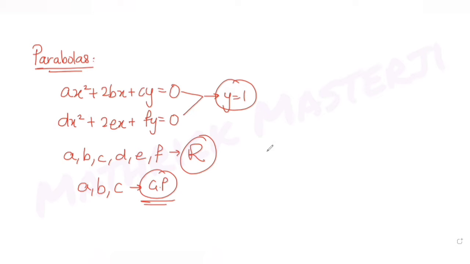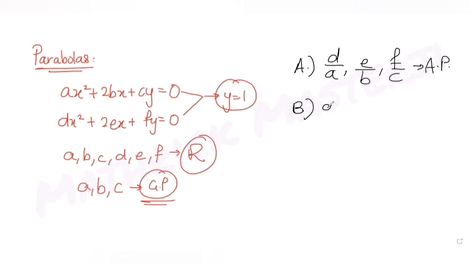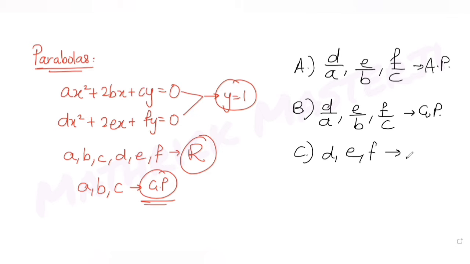So if A, B, C are in geometric progression, then the first answer choice tells us that D over A, E over B, F over C are in arithmetic progression. Second, D over A, E over B, F over C are in geometric progression. Third, D, E, F are in arithmetic progression. And the fourth, D, E, F are in geometric progression. So we have been given those four answer choices. Let's see how to solve this question.